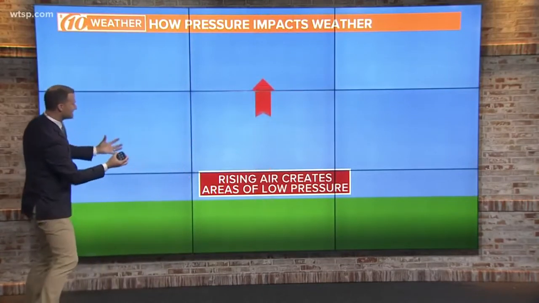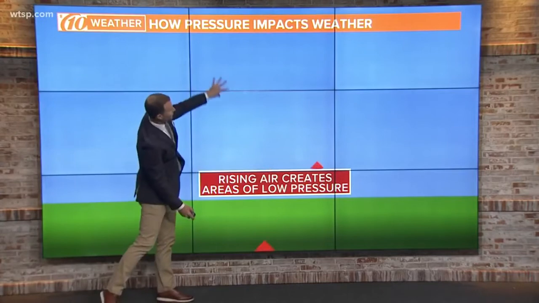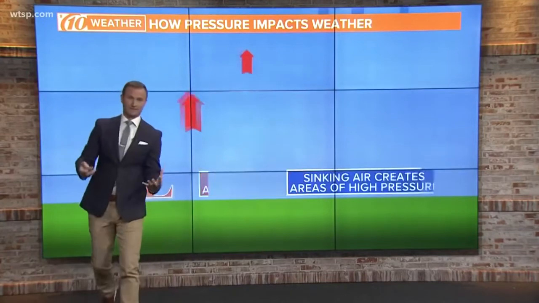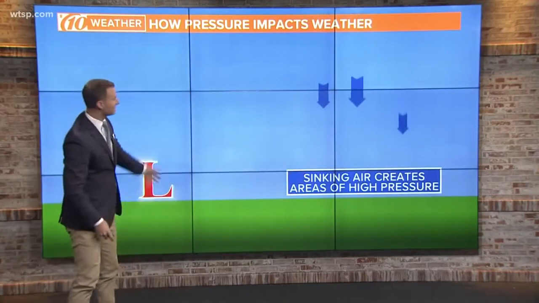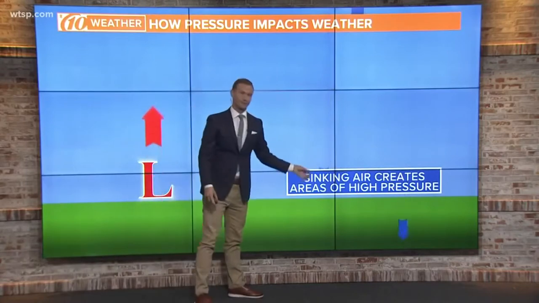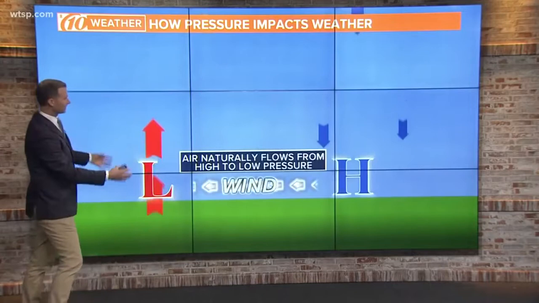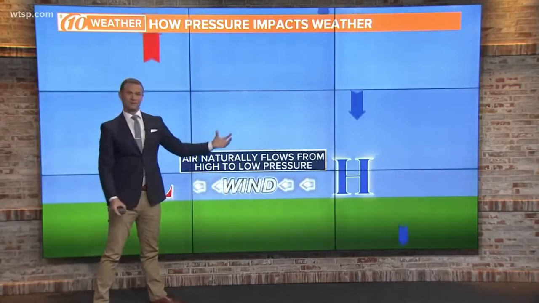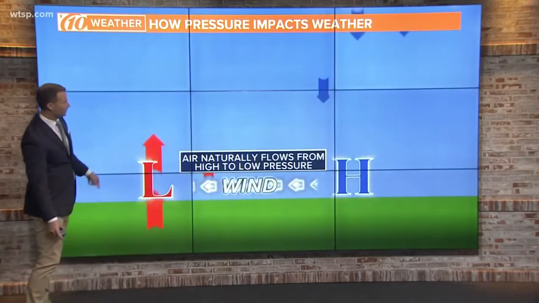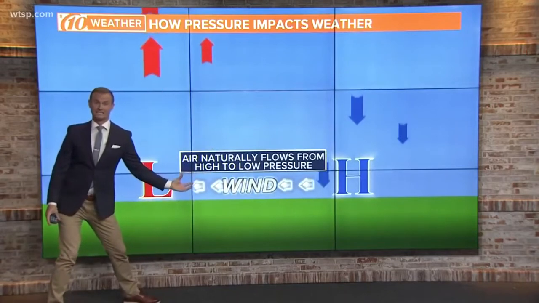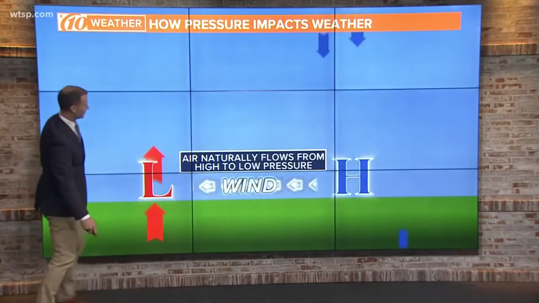So rising air creates areas of low pressure. As the air rises, you get this area of low pressure, and the opposite is true when you have sinking air. So sinking air creates these areas of high pressure. So combined together, air will naturally flow from areas of high pressure to low pressure. That's actually where we get our wind. It's that natural flow from high pressure to low pressure.